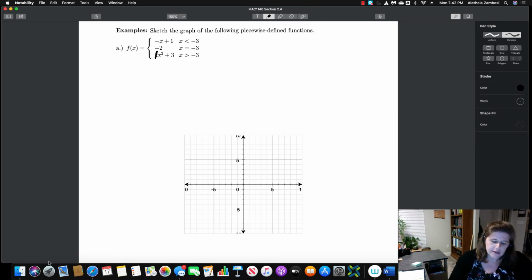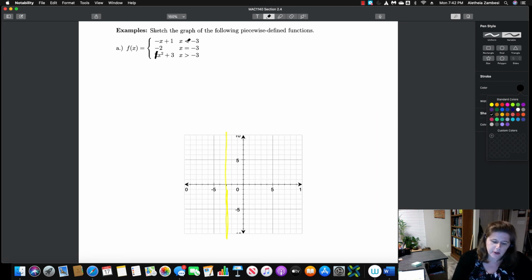So looking at this function, I have negative x plus 1 for x values less than negative 3. So negative 3 is right here. So this is the line where my function is changing from one function notation to another. So one description to another. I'm just drawing a yellow line here, not because it's part of the graph, but to remind me that I need to make a change there.